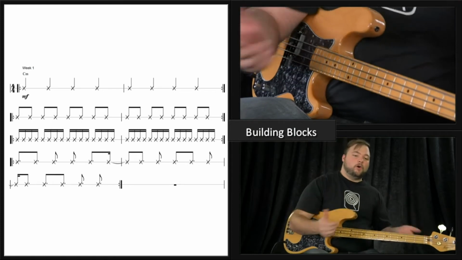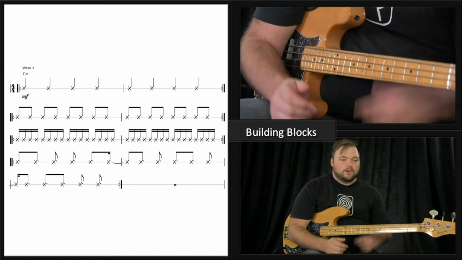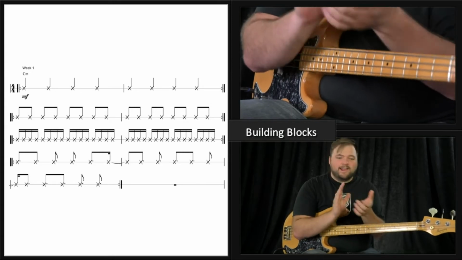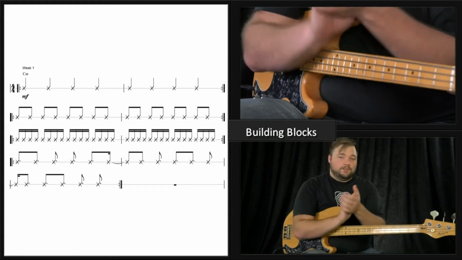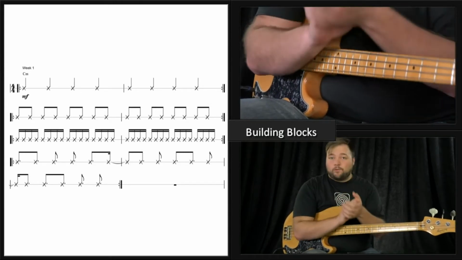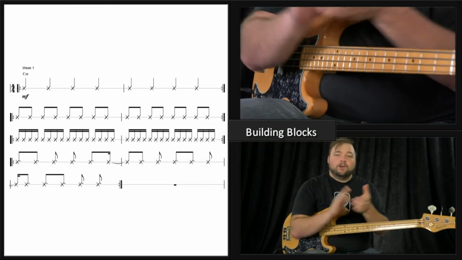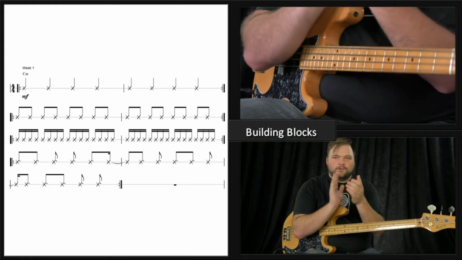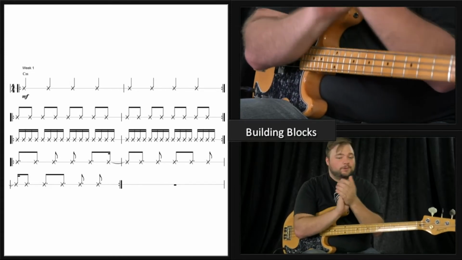So same tempo, but now eighth notes. 1 e and a 2 e and a 3 e and a 4 e and a. There's our 16ths again, right? 1 e and a 2 e and a 3 e and a 4 e and a. Group those in threes. 1 2 3, 1 2 3, 1 2 3, 1 2 3.